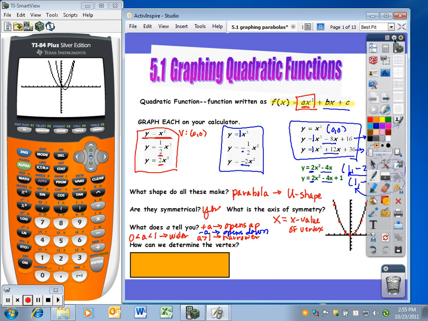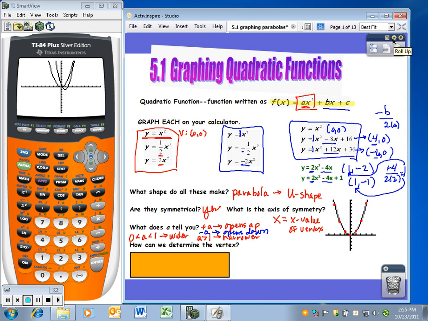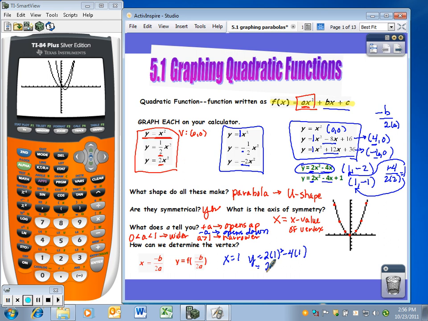So what that means is that I have the opposite of b over 2a, and to get the y value, I simply stick that x value into the function. So here, when I did the opposite of b over 2a for x, I got 1. When I take that 1 and I substitute it into this function, I get y equals 2 times 1 squared minus 4 times 1. That's 2 minus 4. That's negative 2. So it did give me the vertex 1, negative 2.